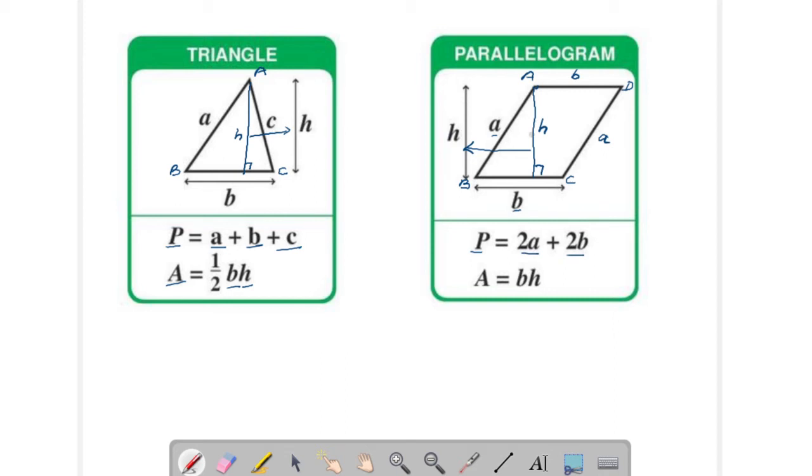And what is the perimeter? It is the sum of all sides. That is a plus b plus a plus b. And if you collect the common terms, then you can write it as 2a plus 2b. And here, if you take 2 common, then the perimeter becomes 2 within the bracket a plus b. This is your perimeter. What is the area of a parallelogram? Area of a parallelogram is given by base into height. Here b is base and h is height.